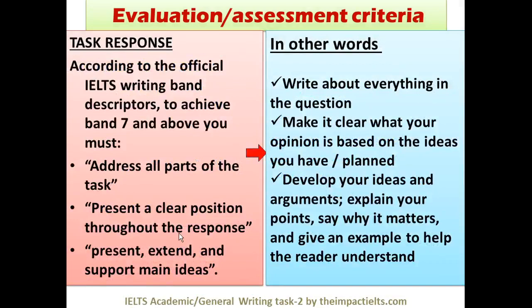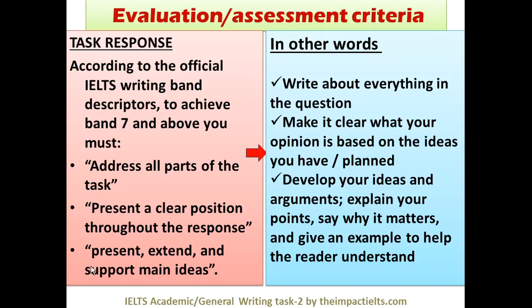Then they say present a clear position throughout the response. Clear position means if they want you to say something, you have to take a clear position. For example, they're asking you, do you agree or disagree? So you have to say clearly whether I agree or I disagree, or both, depending on the question. That means make it clear what your opinion is based on the ideas you have planned.